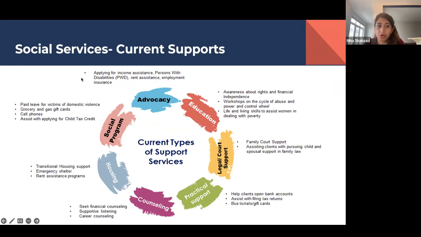Providing some educational resources, so awareness about the rights of your financial independence, some workshops on what the cycle of abuse is and the power and control wheel, helping clients open bank accounts. This was a small portion of social service providers, but we also heard that not all of them are comfortable with walking their clients through these sort of financial accounts. But some of them did. Some of them do assist with filing tax returns or getting bus tickets or gift cards, so that the victim has some financial resources to their name. Some of them also provided counseling support, transitional housing, emergency shelters, and rent assistance programs as well.